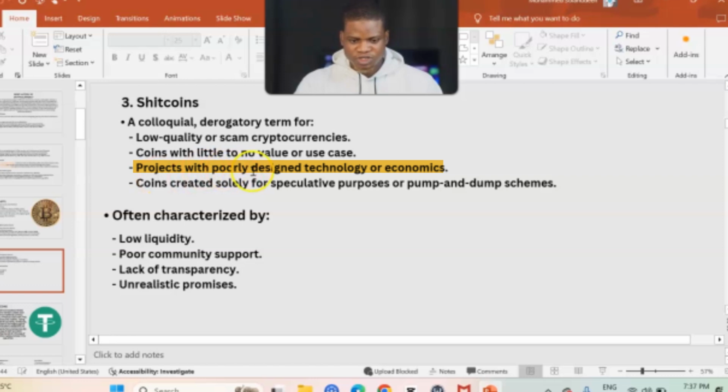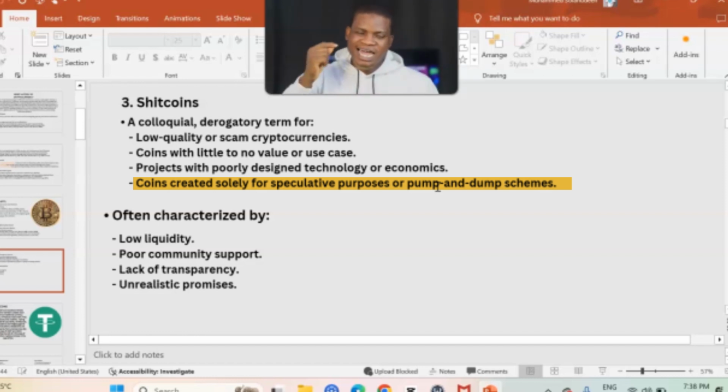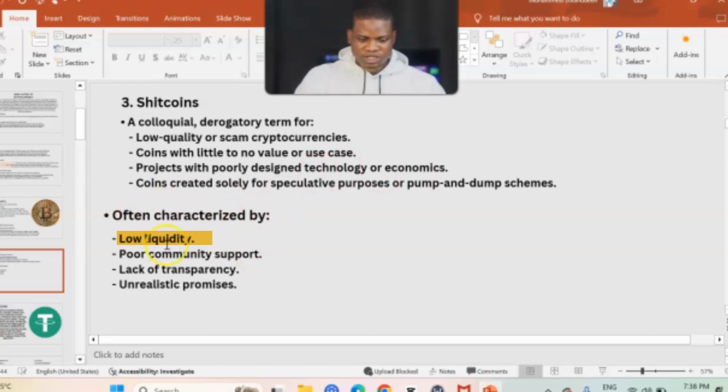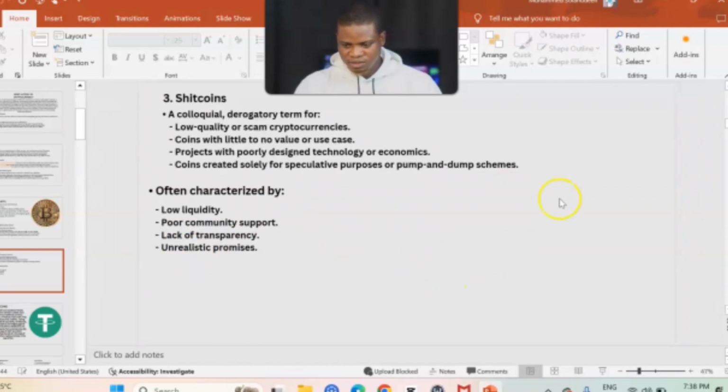They are projects with poorly managed design, technology, or economics, and they are coins created solely for speculative purposes or pump and dump schemes. These coins are usually created by some people just to scam other people who do not have enough knowledge of the cryptocurrency market. That's why it's important for you to watch this video to the end, so that you get all the value you need and don't fall into the traps of shitcoins. Shitcoins are often characterized by low liquidity, poor community support, lack of transparency, and unrealistic promises.